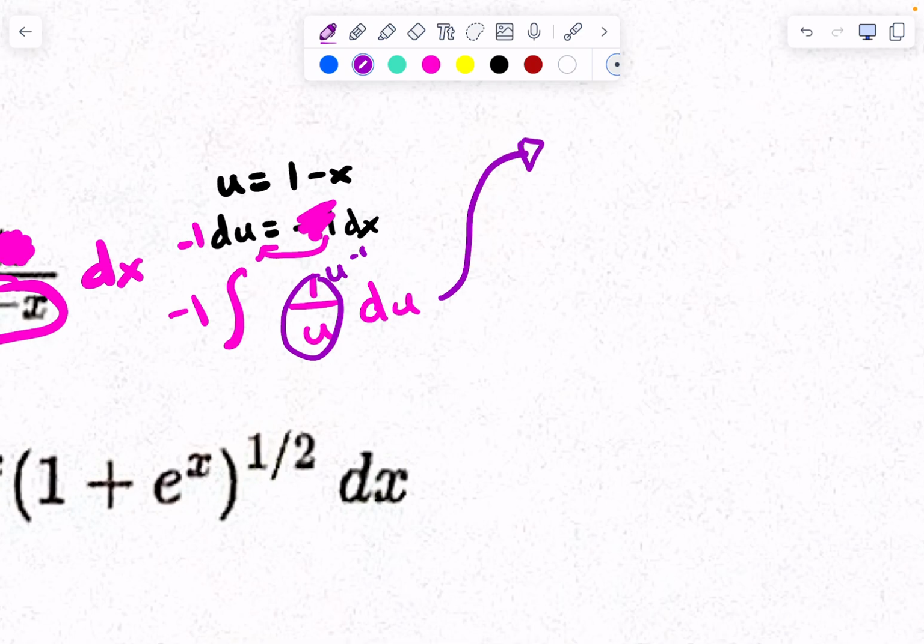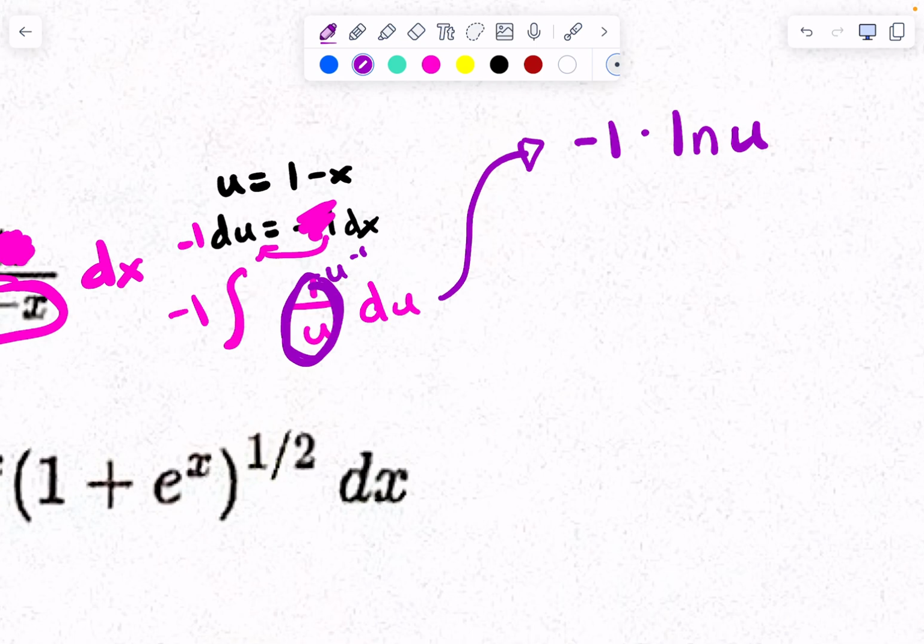Negative 1 is just out in front. Wait, how do you find the antiderivative of u to the minus 1? Because this would be like u to the 0, or 1 over 0. How does that work? What is it? It has a special one. You're close. Ln. Ln u. The antiderivative of 1 over u is ln of u.